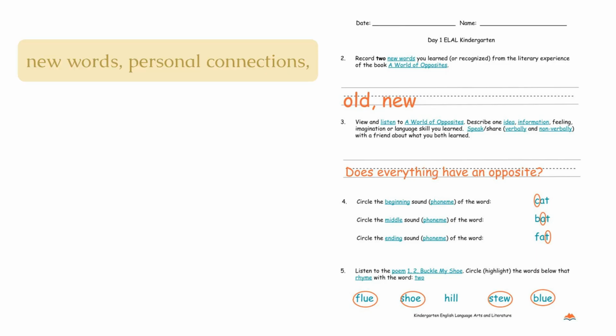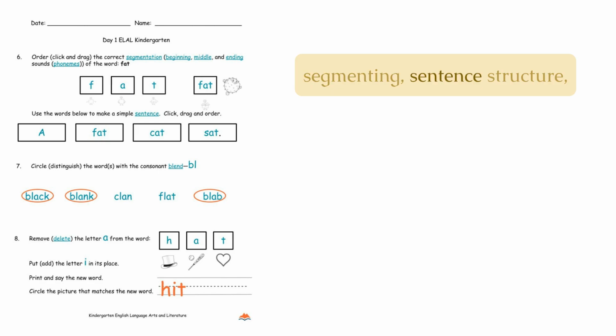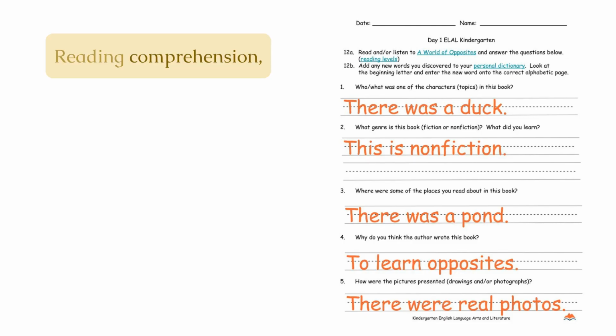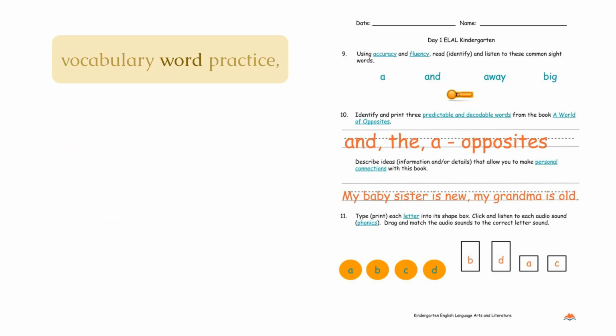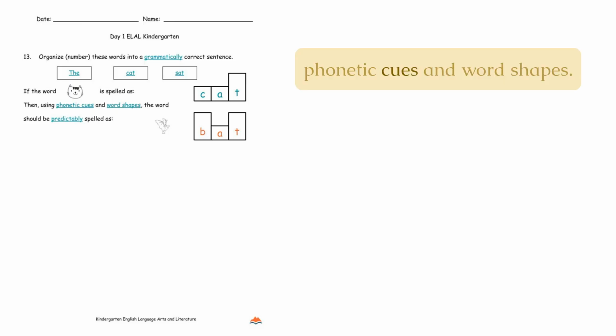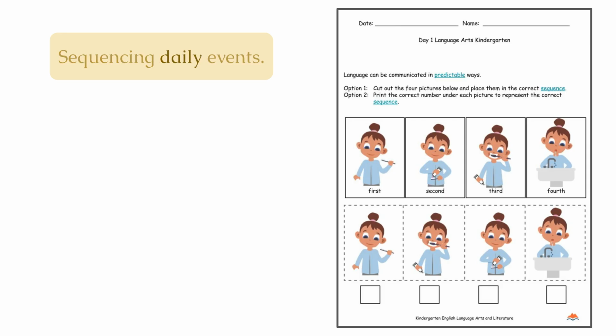Reading and writing. New words, personal connections, phonemes, poetry, and rhyming words. Segmenting, sentence structure, consonant blends, and word morphology. Reading comprehension, reading strategies, and dictionary skills. Letter formation and letter identification. Vocabulary word practice, predictable and decipherable words, personal connections, and phonics and letter shapes. Phonetic cues and word shapes. Sequencing daily events. This concludes day 1 of ELA All Learning Outcomes practiced.